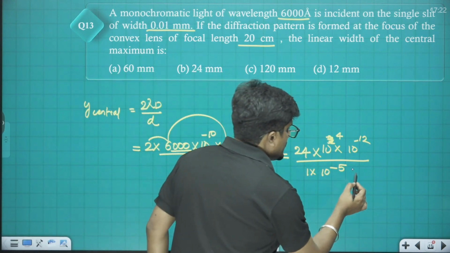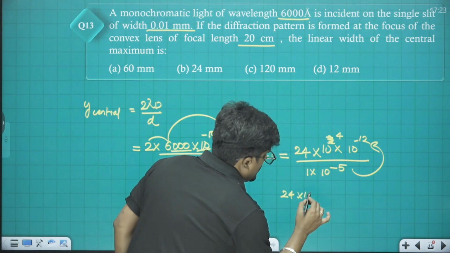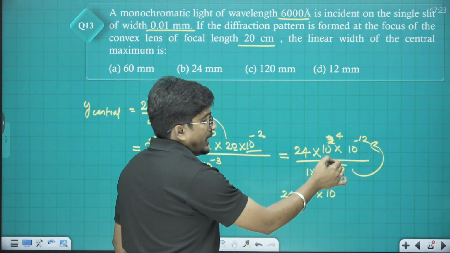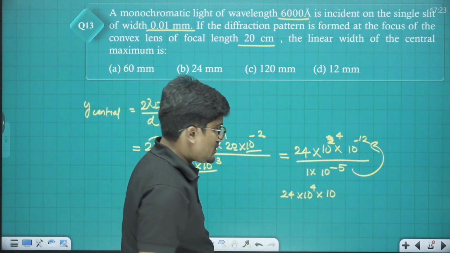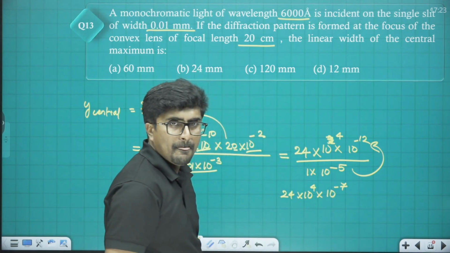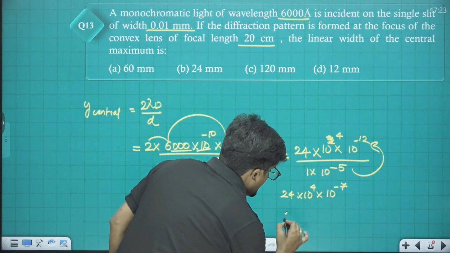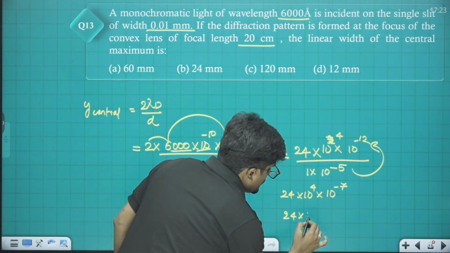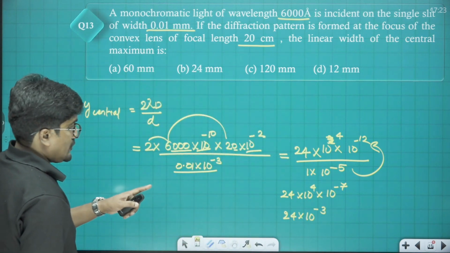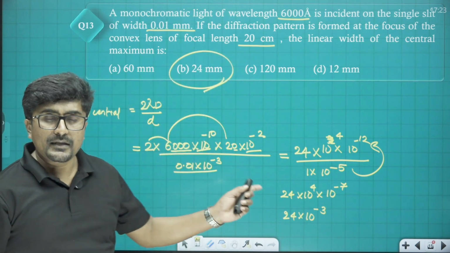Okay, so here this will go to the top. So here this is going to be 24 into 10 to the power 4 into 10 to the power, and here this 5 will go to the top, so this is basically 10 to the power minus 7 only. Now rearranging this, I can say that it is 24 into 10 to the power minus 3. That means option B must be the correct answer in this case.